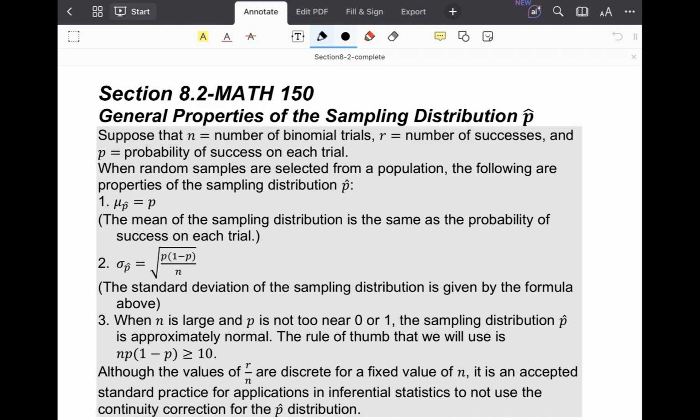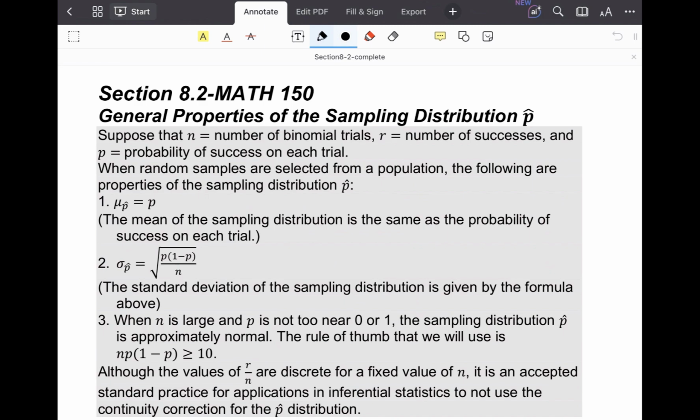Section 8.2 is all about the sampling distribution for the sample proportion. In 8.1, we looked at the sampling distribution of the sample mean. For the proportion, it's a little bit different, and the calculations are a little bit more challenging, so we have to be very careful with the way that we're doing the calculations.